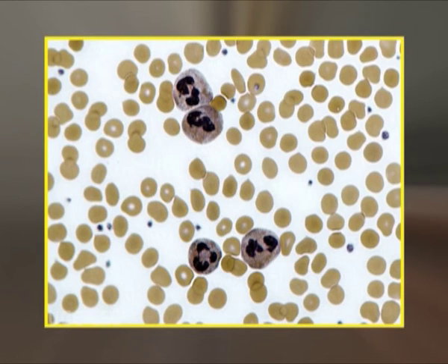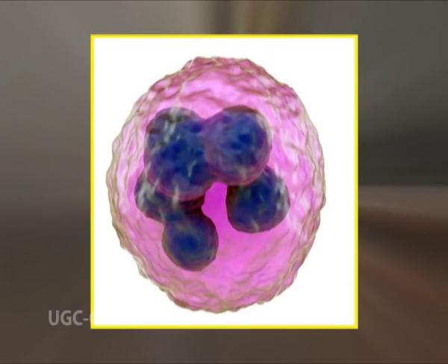At some sites such as the testes, macrophages have been shown to populate the organ through proliferation. Unlike short-lived neutrophils, macrophages survive longer in the body, up to a maximum of several months.